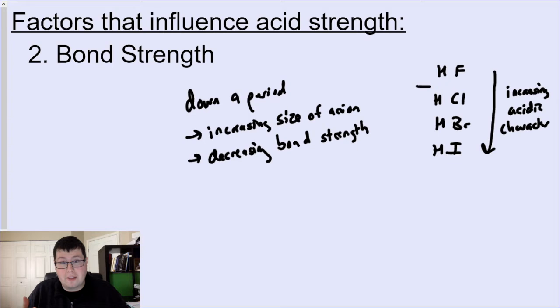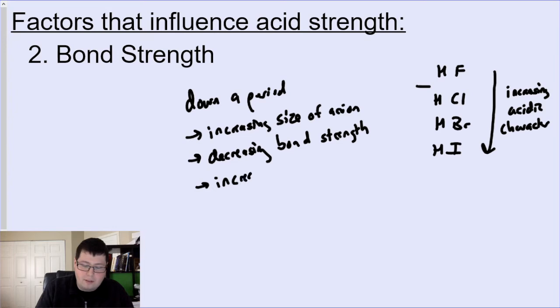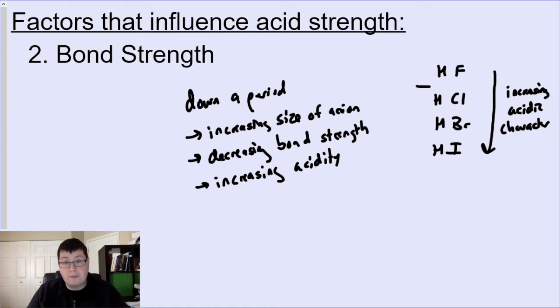That decreasing bond strength then is a huge factor. As you decrease the bond strength between the H and the F, or the H and the Cl, suddenly it becomes easier for that H to pop off. And we know that acids love to have that H pop off and form an H plus ion. So decreasing bond strength leads to increasing acidity. So to sum up what we've seen so far, as you go across a period, as you go from left to right on the periodic table, we have increasing acid character. And as we go down a group, we have increasing acid character as well.